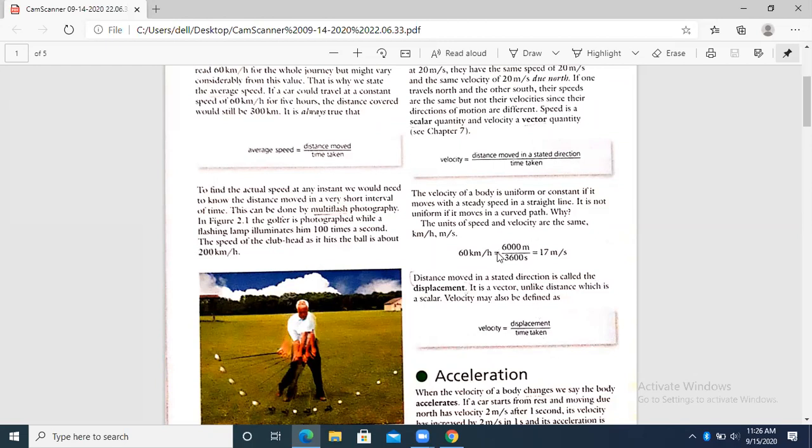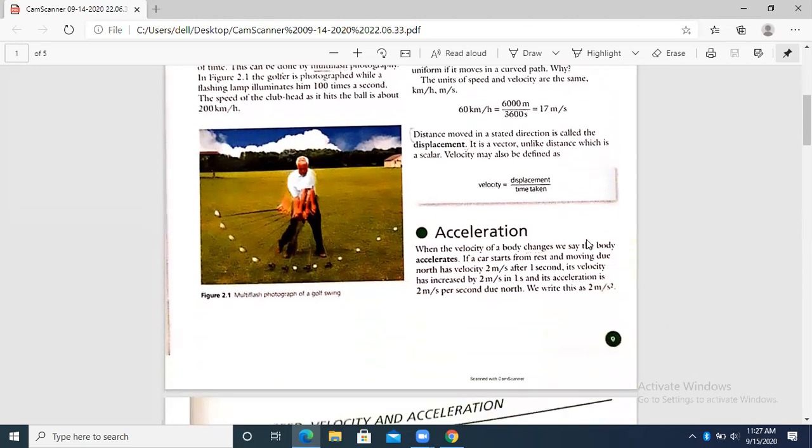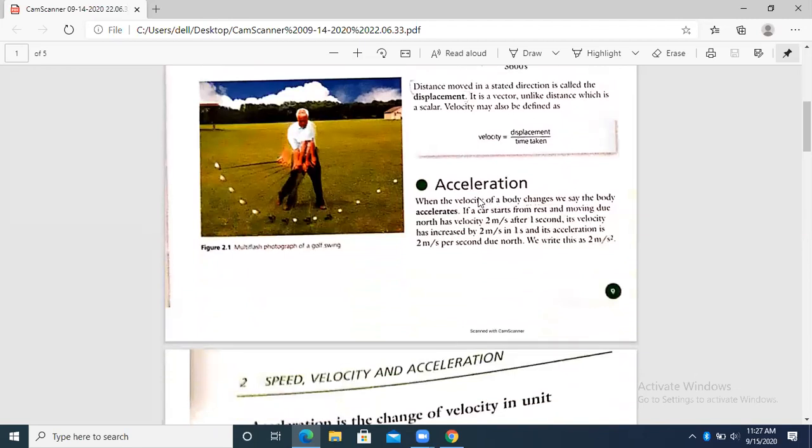Here they have done the mathematical application. 60 kilometer, they have written 6,000, then divided by 1 hour, which means 60 multiplied by 60, because 3,600 seconds. Then they directly did the calculation. Otherwise, we made a solution with multiplying by 5 by 18. That's enough. Otherwise, you can do this also, no problem. Then next we want to study the third term, acceleration.